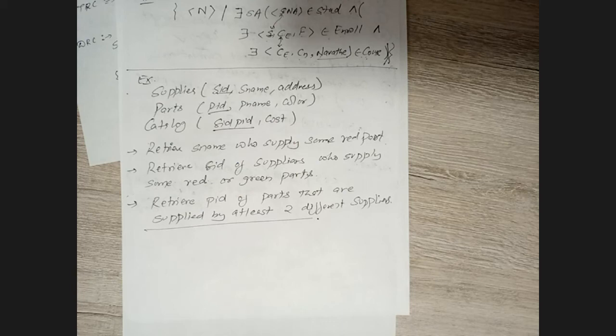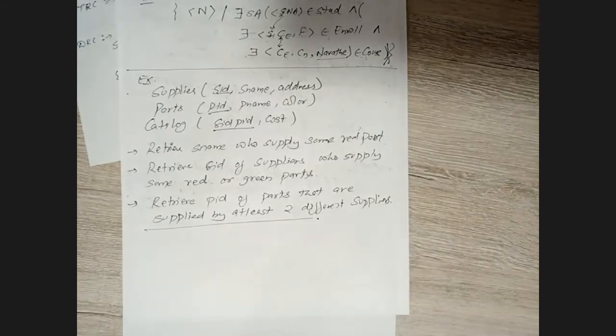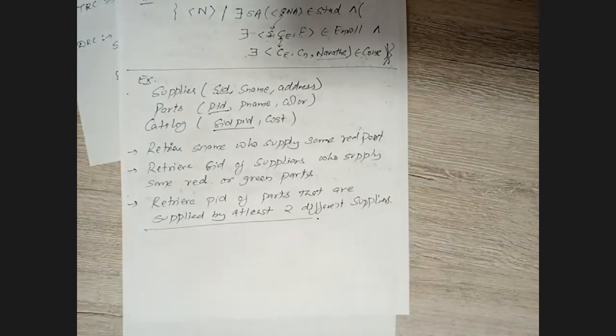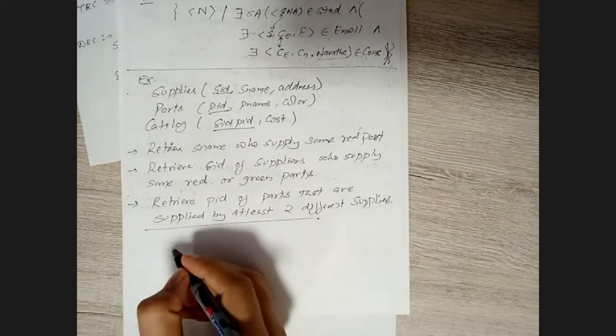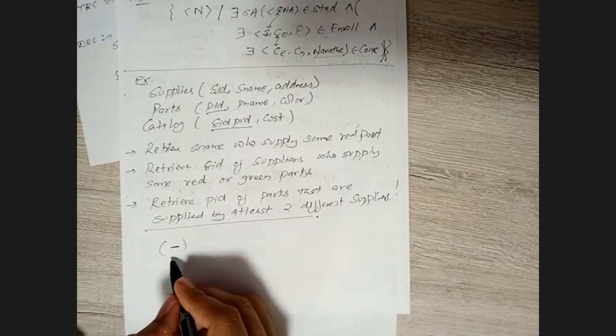Okay, for this part, who supplies some red part? See, there is a difference. I am asking for only red parts. There is a difference if I say some red part or if I say only red part, right? So in the only case, definitely, as you know and we have discussed, we have to use the set difference operator, right?